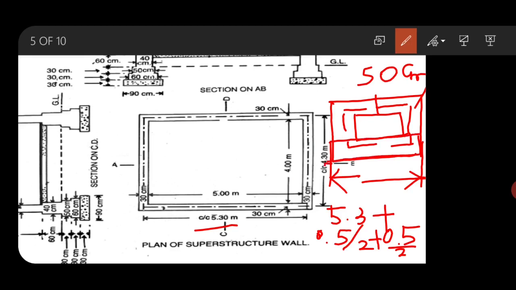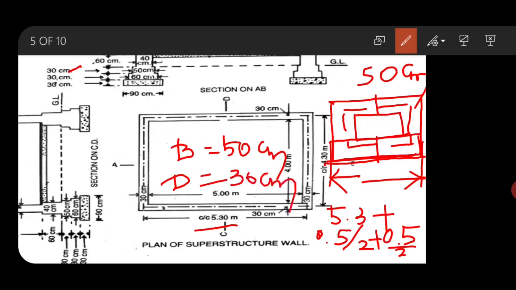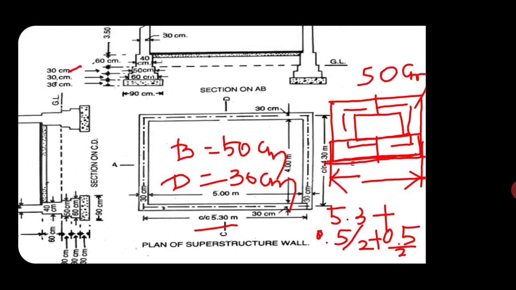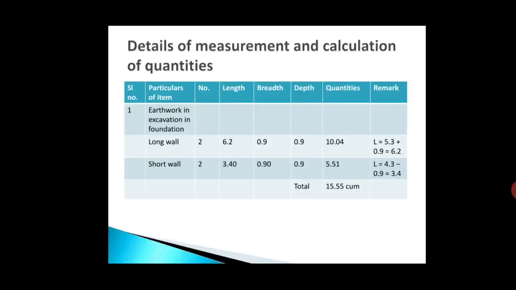So this is the length, this one is the width. So width is simple 50 centimeter and depth is, so from the sectional elevation you can see the thickness of the 50 centimeter wall is also 30 centimeter. Okay. Then we will put the corresponding values in our details of measurement form.